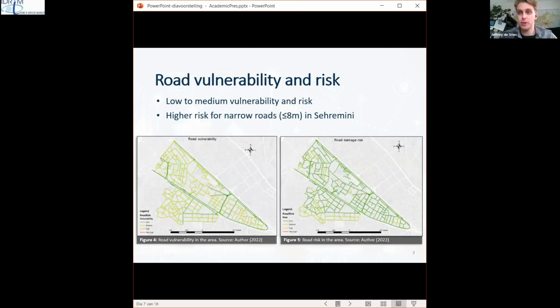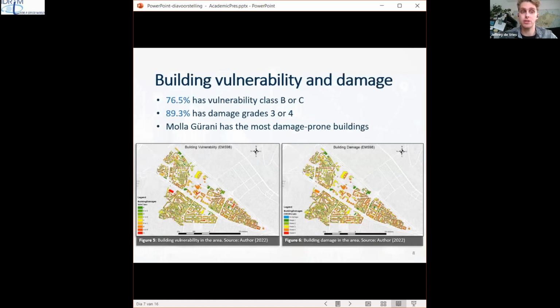Here I show the road vulnerability and risk. As you immediately see, there is low to medium vulnerability and risk, which means that the roads are not that damage prone. It's very likely that they will remain passable during an earthquake event because they will not be destroyed. There's only slightly higher risk for damage for the narrow roads that are smaller than 8 meters wide here in Cheremini. In contrast, buildings are very prone to damage.